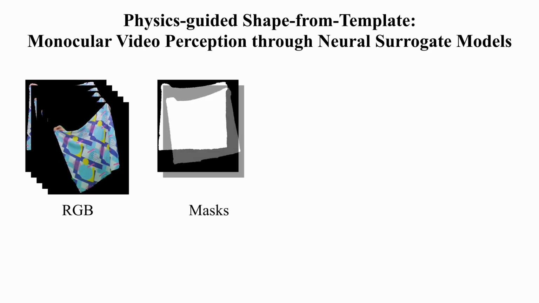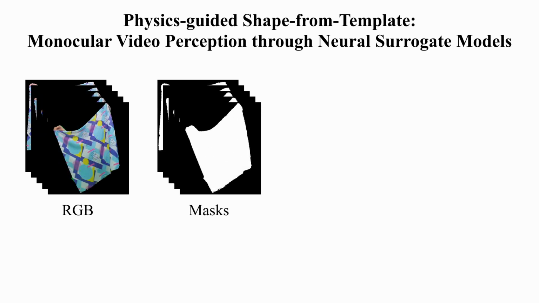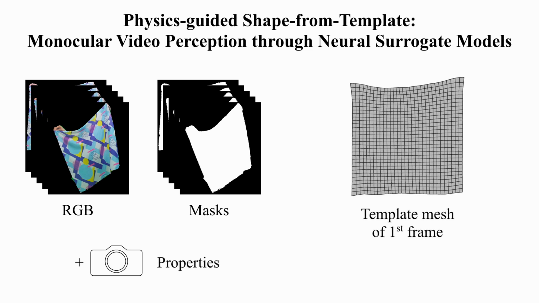Our method requires a video sequence of RGB and mask images together with the intrinsic and extrinsic camera parameters. Moreover, a template mesh of the initial state is needed for the neural network to perform the physical simulation.